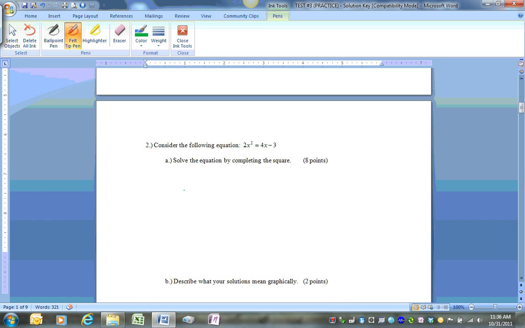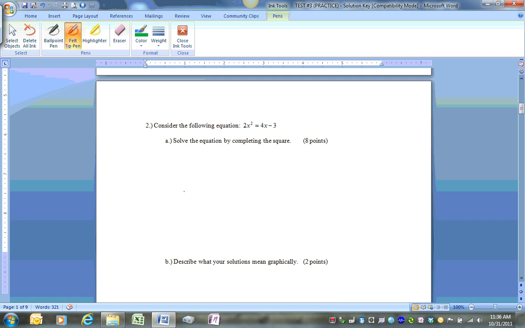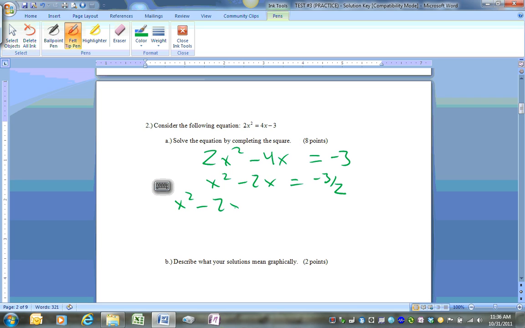Next up is number 2. You have to solve the equation by completing the square, so it's more practice completing the square. So we first would do this. Isolate the quadratic and linear terms. Divide everything by 2. Then complete the square by taking half of negative 2, which is negative 1. And then when you square it, you should get 1. So you add 1 to both sides.